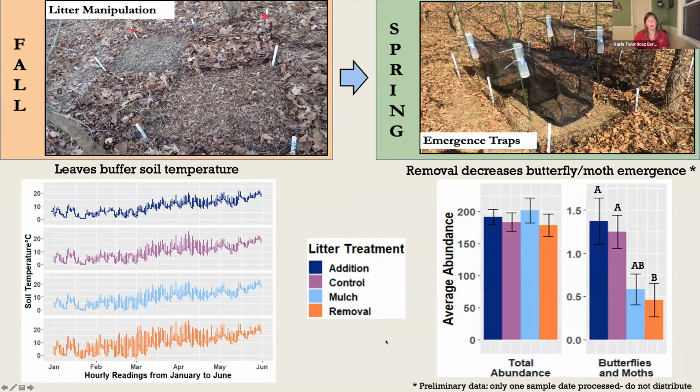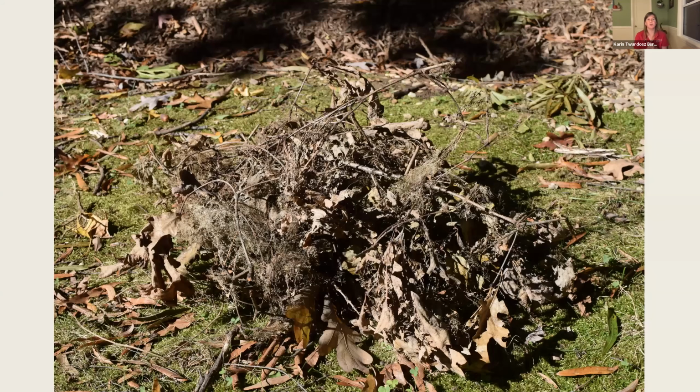This is very preliminary, but he is finding a decrease in butterfly and moth emergence that seems to be associated with removing leaves. It's unclear whether that's because they're in the leaf litter itself or because of the soil temperature modulation, but it's an interesting result that he's going to be following up on. So leaf litter is doing all kinds of important things.